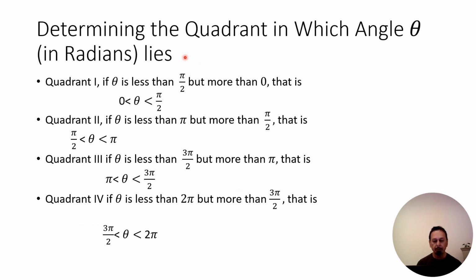To determine the quadrant in which theta lies when theta is in radians, you have to check: if theta is between 0 and pi over 2, then theta is in quadrant 1. If theta is between pi over 2 and pi, then theta is in quadrant 2. If theta is between pi and 3 pi over 2, then theta must be in quadrant 3. If theta is between 3 pi over 2 and 2 pi, then theta must lie in quadrant 4.